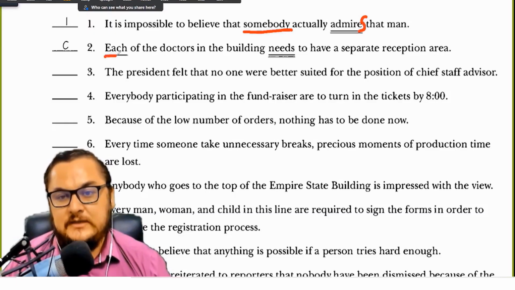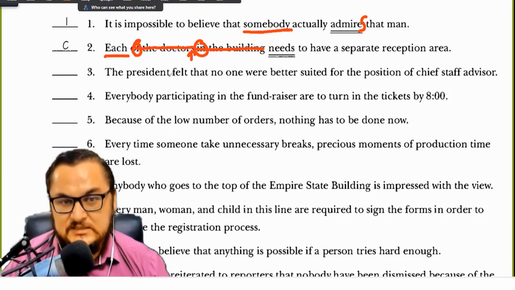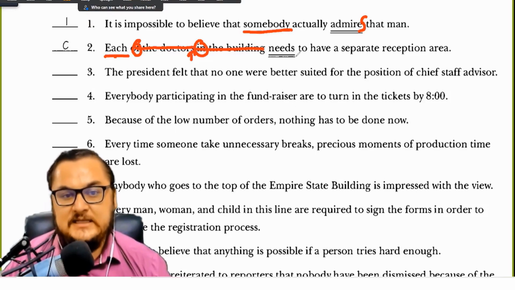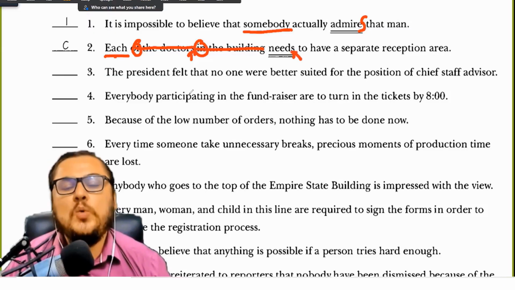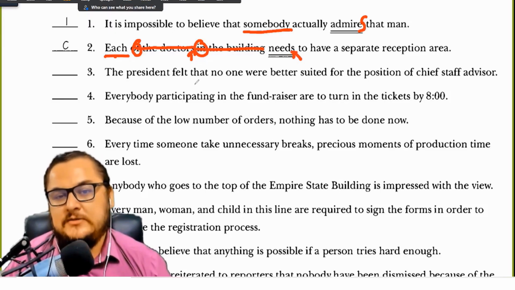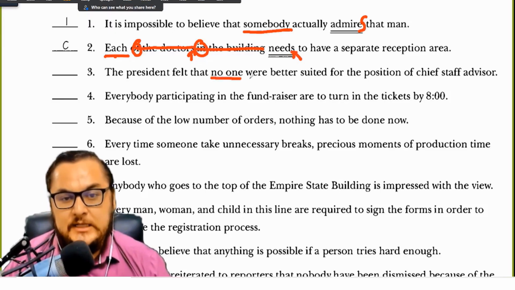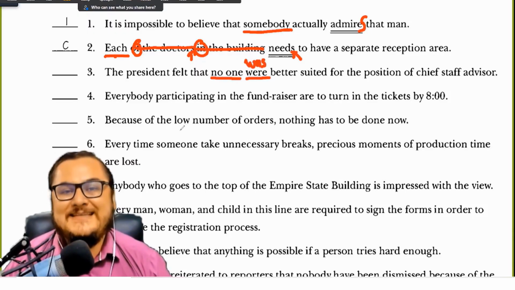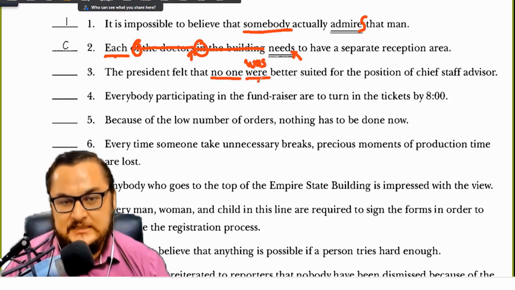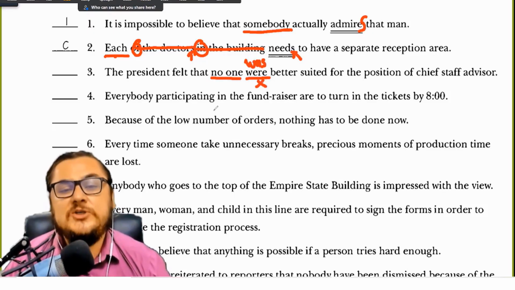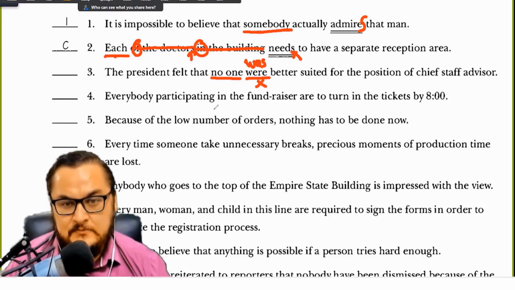In the following sentence, we find each. We can eliminate the entire preposition and the term that goes with it, even if it were plural, because here it says doctors. Actually, the word each is what tells me that the verb should be conjugated in the third person. For number 3, we find the word no one and then were. It should be was in this case, because it should be singular, but it is written in plural. Therefore, the sentence is incorrect.